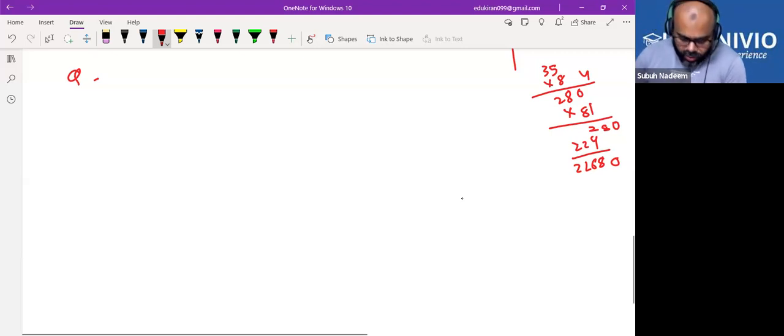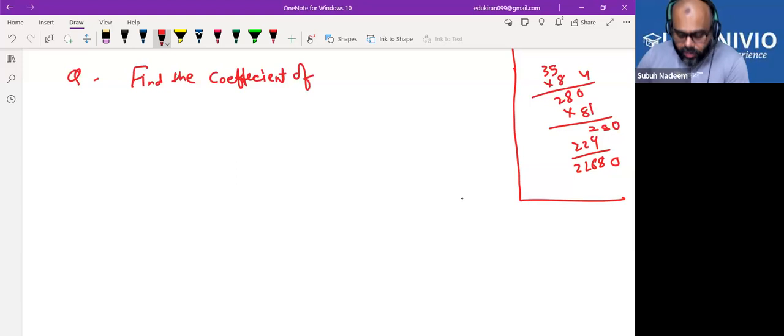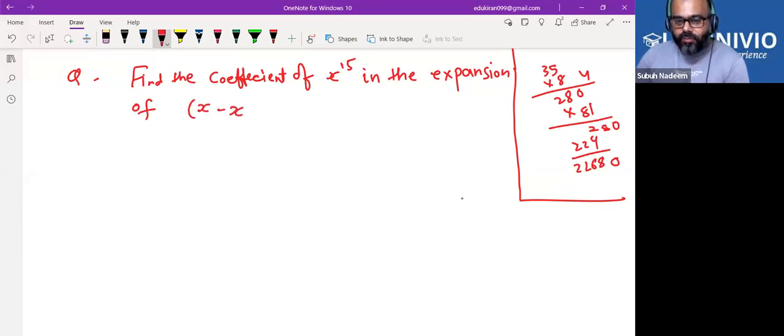Now we come to a question in which it is being asked, find the coefficient of x to the power 15 in the expansion of (x minus x squared) to the power 10.